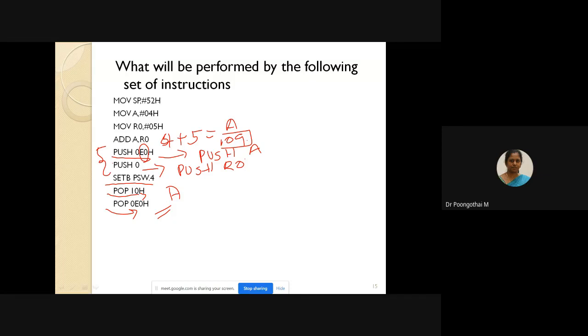Initially, your stack pointer is pointing to 52. So two push instructions are there, so we require two memory locations, 53 and 54. Push the accumulator content into 53 and next push the R0 content into 54.